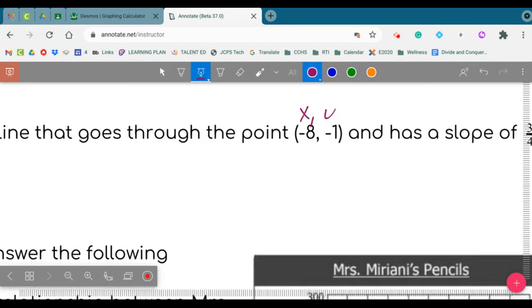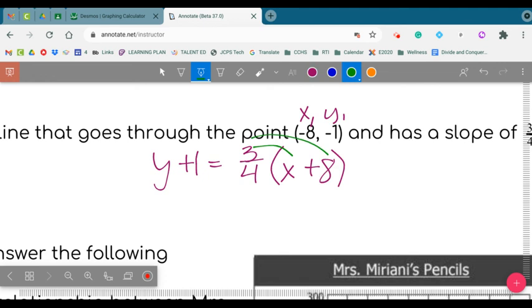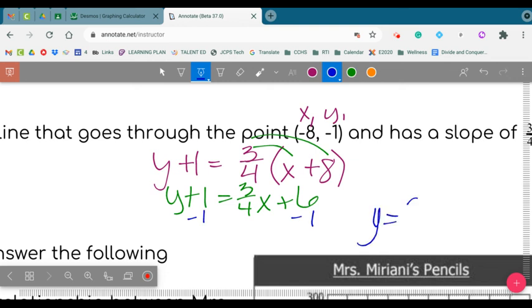So this is our x1 and y1. So we're going to have y minus -1, so it's going to become a positive 1, equals our slope, which is 3/4, times x minus our x1, well, it's a -8, so it's going to become positive. Distribute. Equals 3/4 x. 3/4 times 8 is going to be 6. And then move your 1 over. So you're going to get y equals 3/4 x plus 5.